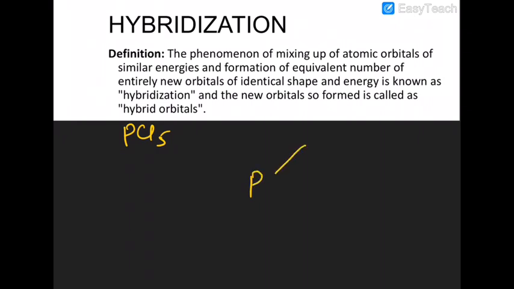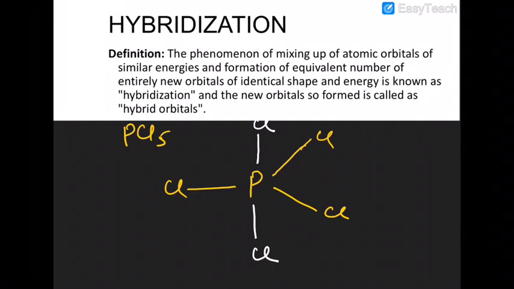In case of PCl5, you have these three phosphorus chlorine bonds in the same plane. But there are two more bonds. One is above the plane, the second is below the plane. Are you getting that in your mind? So that is very, very important.